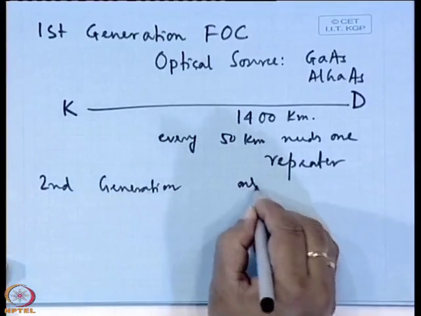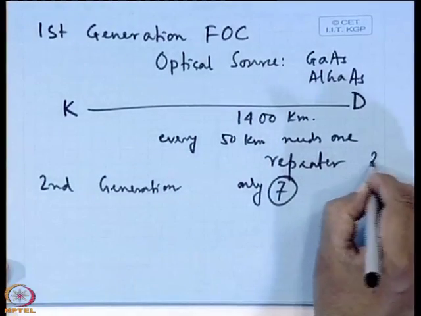So, if you can reduce the number of repeaters, then what is the gain? Gain is cost, obviously the gain is cost. You can reduce the cost exponentially, and remember that because of those factors, fiber optic communication is very cheap these days. Even we can talk to a friend in Delhi at 60 paise per minute. That was possible because of this revolution, remember. Second generation only 7, here 28 repeaters were required.